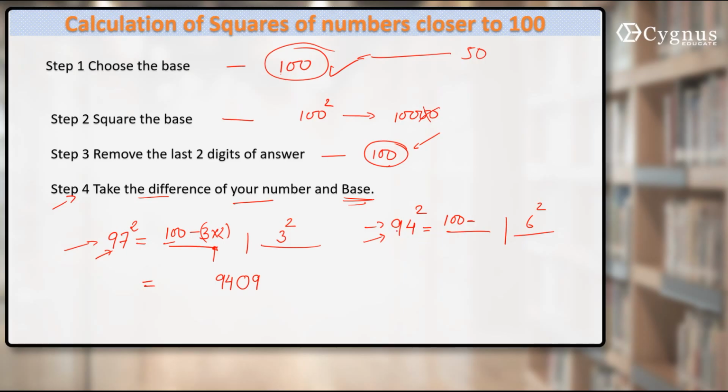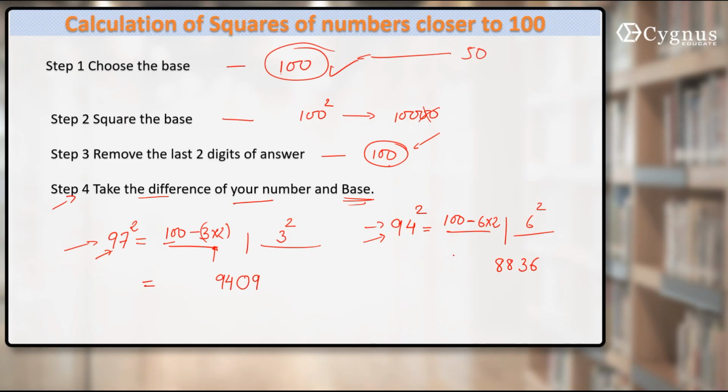Now you need to subtract what? 94 is how much less than your base? 6. So you put 6 here, but you won't subtract 6 here. You'll have to double it first. That is double of 6. So what's the answer? 6 square will give you 36, which already is a two-digit number. 100 minus 12 will give you 88. So the final answer becomes 8836.